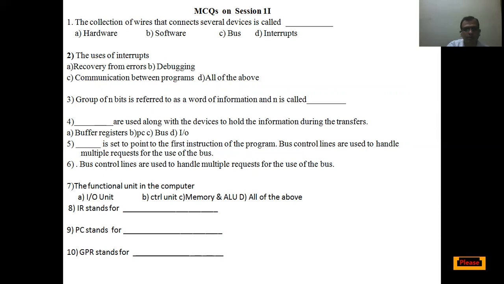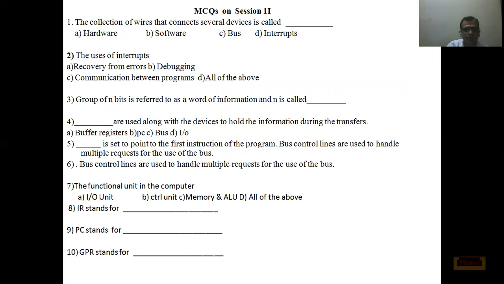The second question: what are the uses of interrupts? A, recovery from errors. B, debugging. C, communication between the programs. D, all the above. Interrupts actually perform all these actions. They help recover from errors, they help debug, and they communicate between the programs. So the answer is all the above.